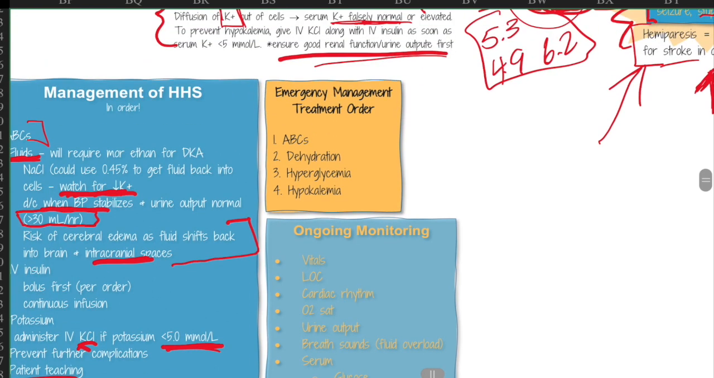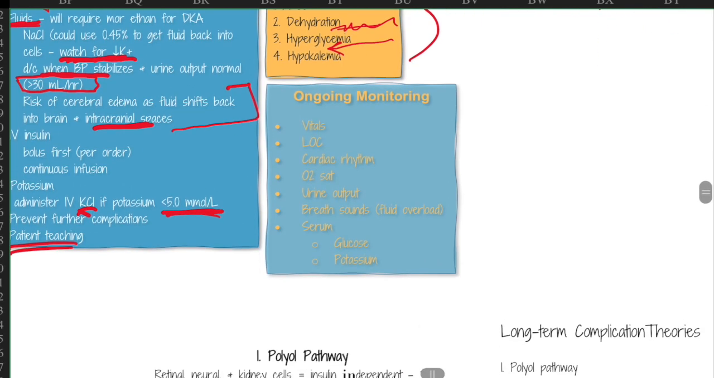So really quickly, this is the treatment order: ABCs, dehydration, hyperglycemia, hypokalemia. In DKA, we have something right, actually I think it's here. No, sorry, here, where we want to deal with the acidosis as well. Well, it's in the other video, so you can go take a look at that. What are we going to monitor the whole time? Same thing as in DKA.